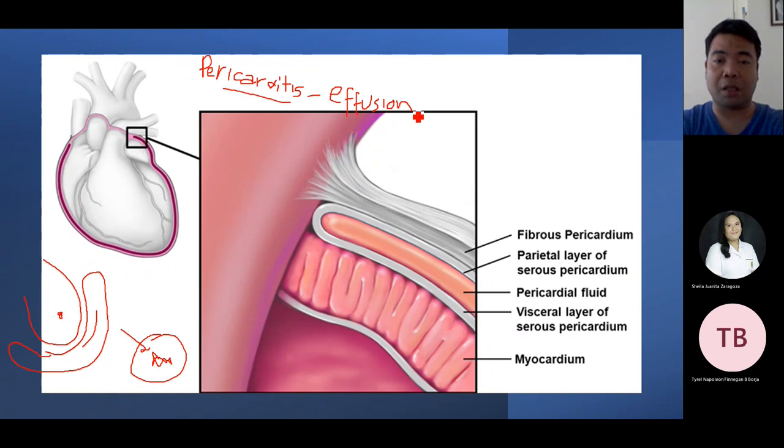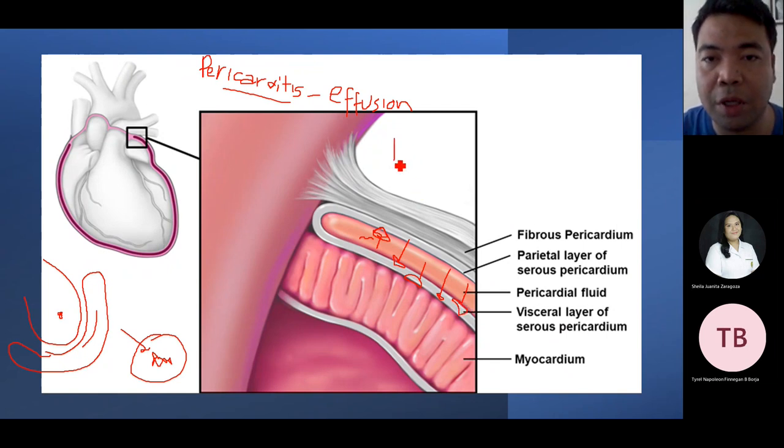Now, anong delikado sa pericardial effusion? If there is pericardial effusion and continuous accumulation of pericardial fluid, there will be an increase in the pressure inside the pericardial space. If there is increased pressure, the tendency now for that pressure is to compress onto the heart. Makocompress yung heart natin. And that excessive compression of the heart can lead to a life-threatening condition because it will limit the pumping action of the heart. It will not be able to pump properly. And that life-threatening condition is called cardiac tamponade.